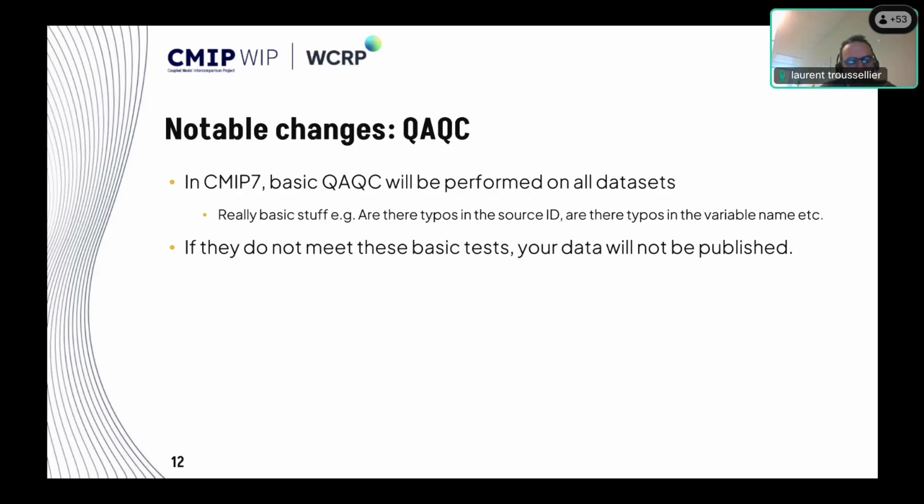The notable change from CMIP6: there will be a mandatory QA/QC quality check for the datasets that are published. So in CMIP7, there will be some basic stuff, like we will check the typos inside the global attributes and some other things, but very basic stuff. The thing to know is that if you do not meet those basic tests, your data will not be able to be published. So have a look at that. Next slide, please.